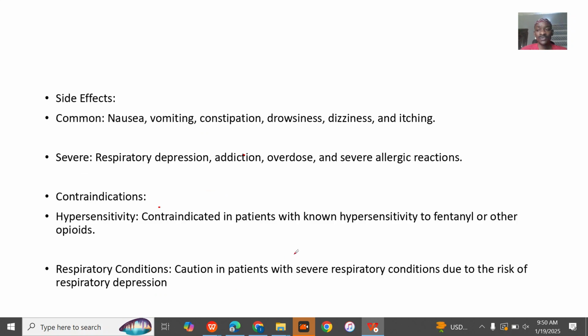So side effects when taking fentanyl, it can be experienced like nausea, vomiting, constipation, drowsiness, dizziness, itching. It could also cause respiratory depression, addiction, overdose, or some severe allergic reactions, right?